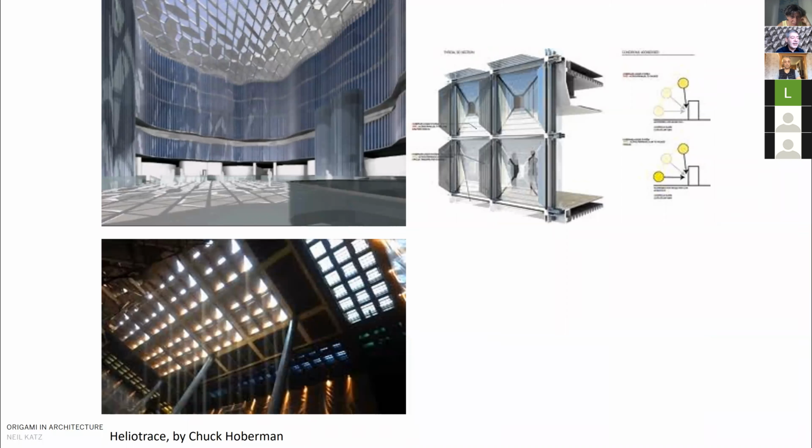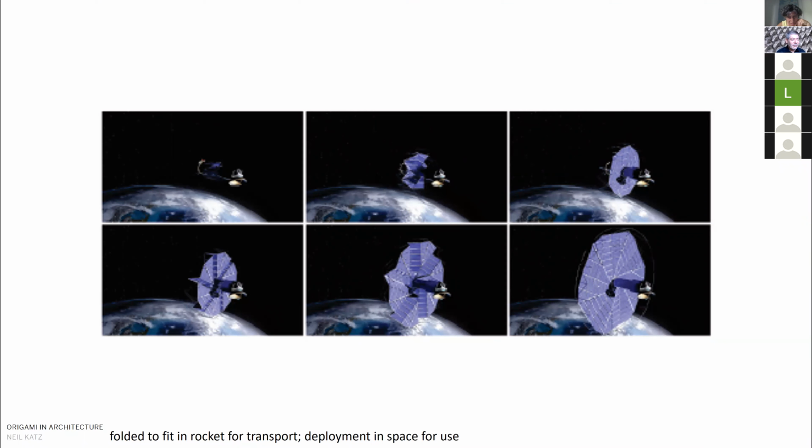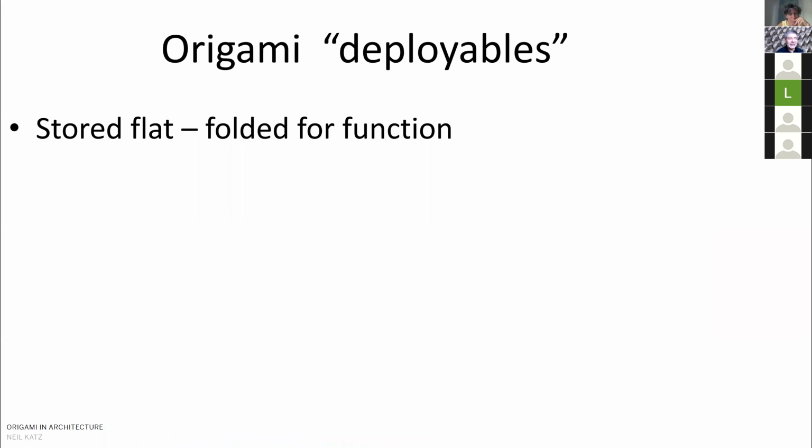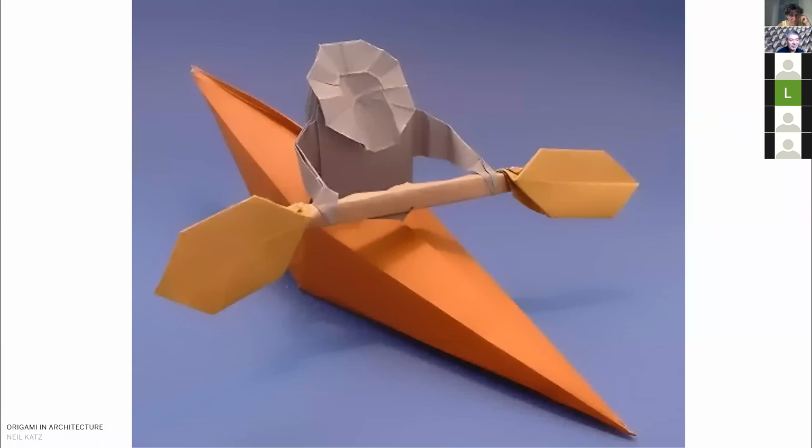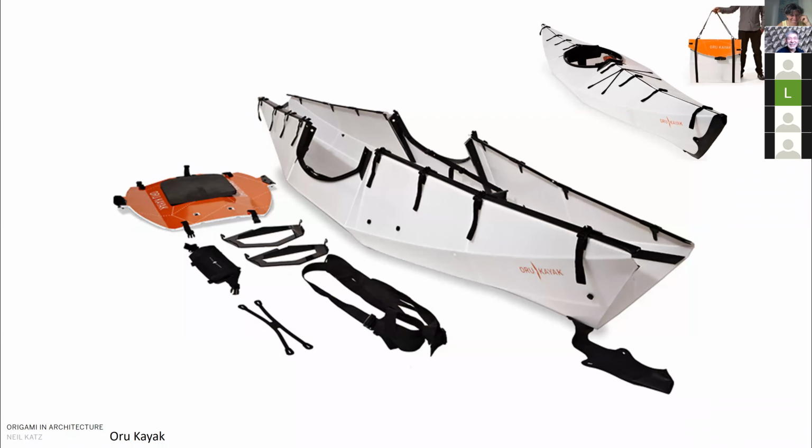Chuck Hoberman is an engineer who actually does moving buildings, right? His thesis and patents are about how we can make buildings move, with components that are able to open and close. Structures are folded to fit in a rocket for transport, and then when it gets into space, it unfolds and flattens out. Or the opposite: objects that are stored flat and then folded when they need to be functional, like this chair, right? When you don't need the chair, you fold it flat and store it. When you need the chair, it can fold together again. Or kayaks. That's become a popular thing, actually.